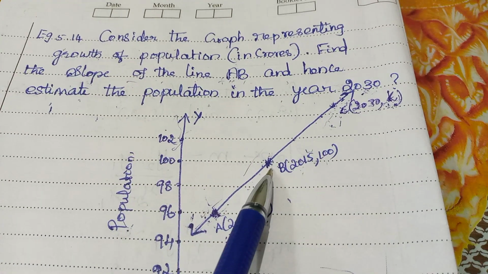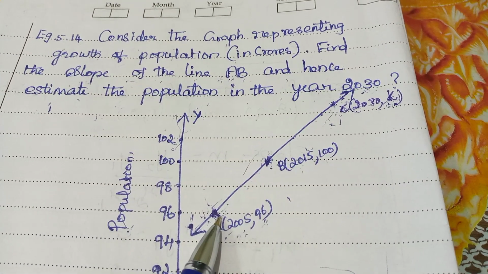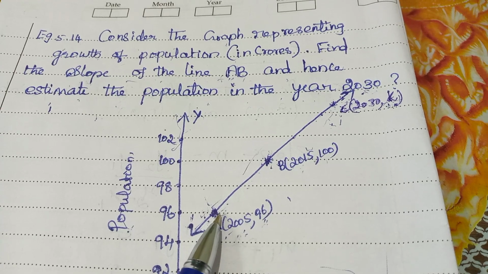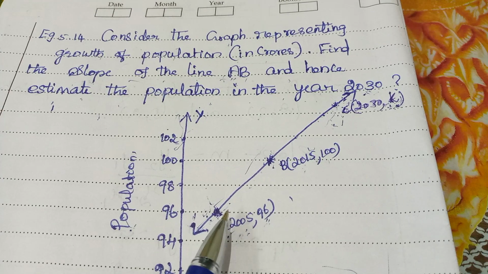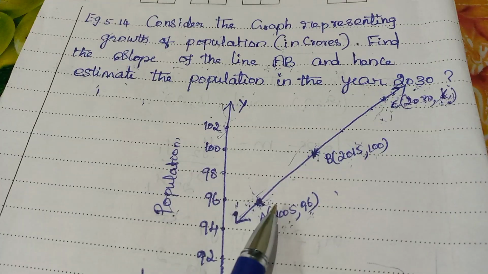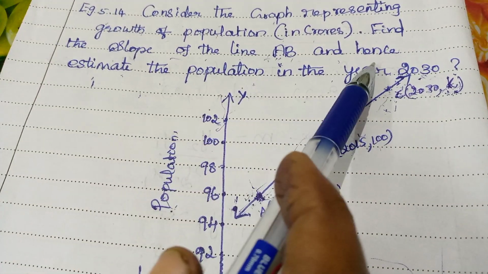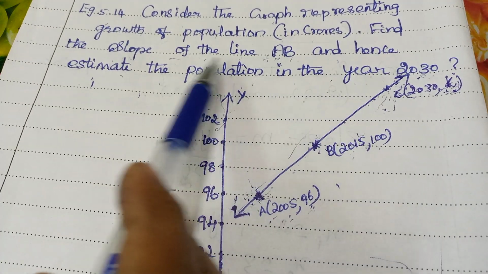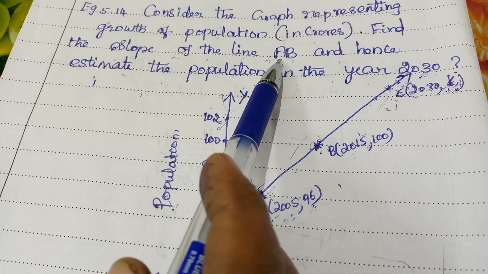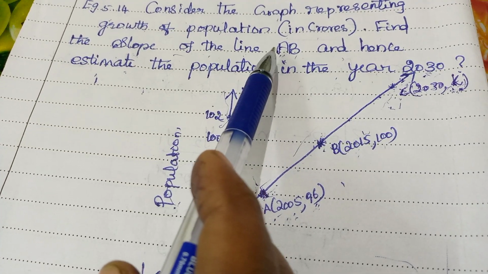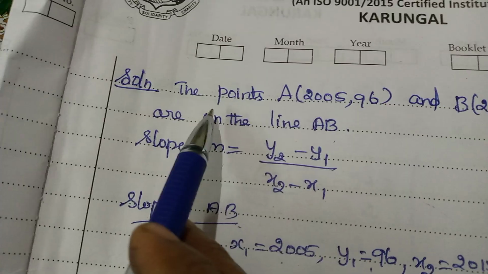Okay, AB is given. What is the slope formula? Slope m is equal to y2 minus y1 by x2 minus x1, isn't it? Using that formula, we can find the slope. After that, we have to find out the population in 2030. Okay, first let us find the slope of AB.